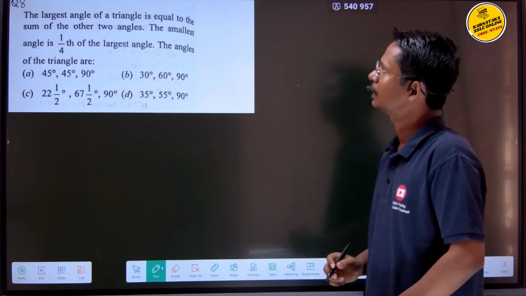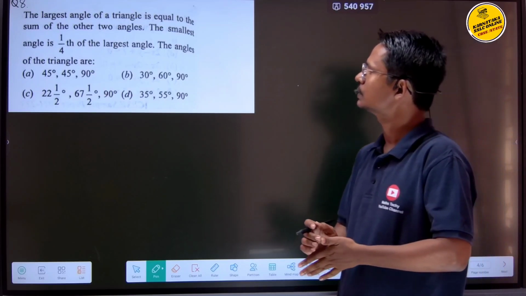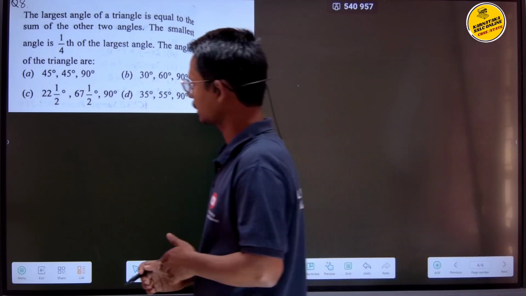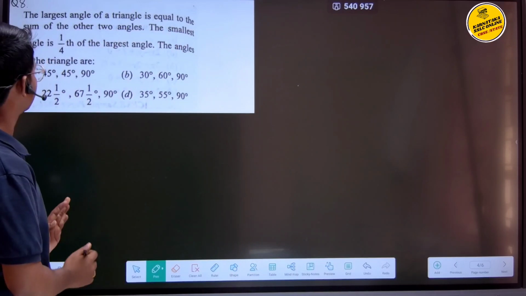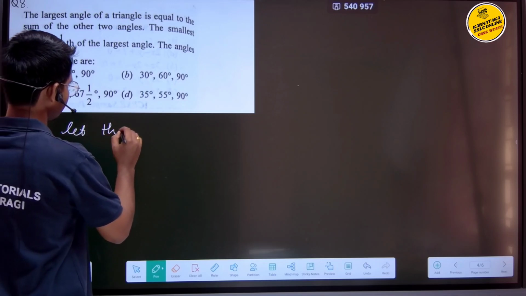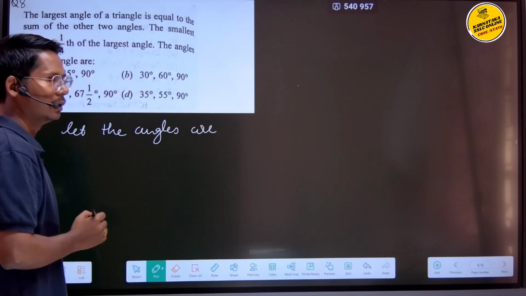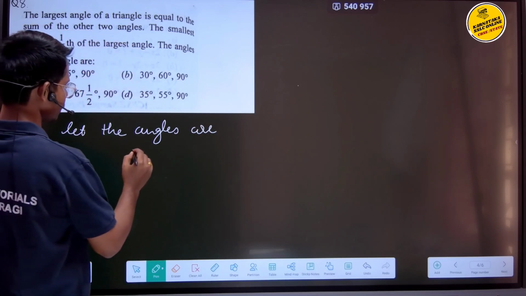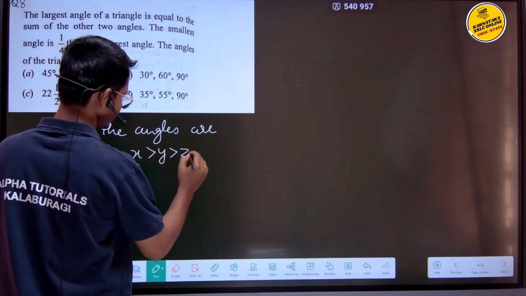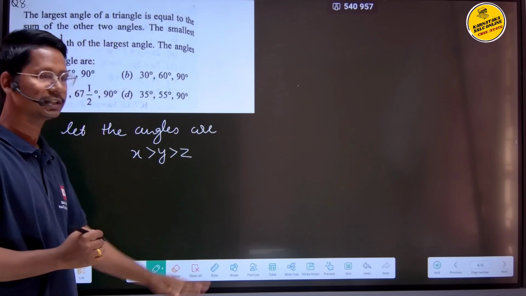The largest angle of a triangle is equal to the sum of the other two angles. The smallest angle is 1/4 of the largest angle. The angles of the triangle are, okay, again it is also important. See, I'll first write the angles. Let the angles be, okay, 3 angles they are saying, and I need to compare the 3 angles. So shall I write in this way? x first angle greater than y, greater than z. It means the largest angle is x and the smallest angle is z.